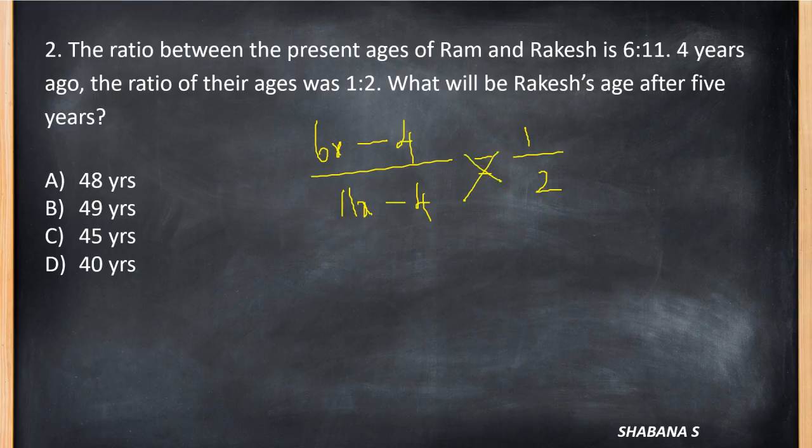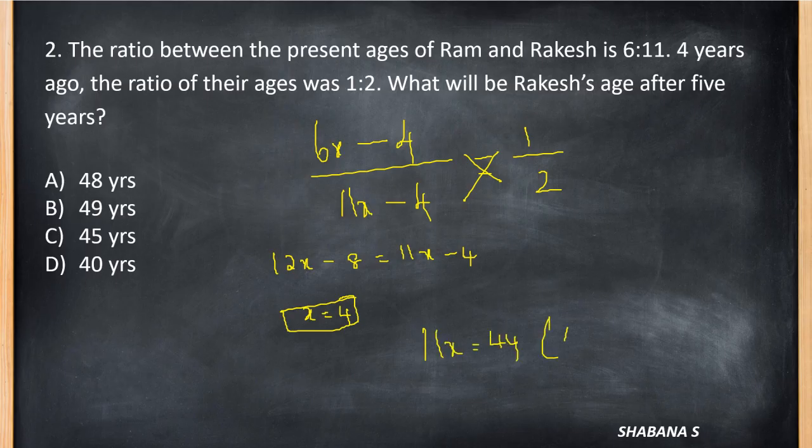So you will equate that and cross multiply. So 12x minus 8 should be equal to 11x minus 4. So x will be equal to 4. So if x is equal to 4, what are we supposed to find? Rakesh's age after 5 years. So Rakesh's present age is 11x, which is 44, and after 5 years it's 44 plus 5, and that's 49. So Rakesh after 5 years is 49 years old, and that's option B.